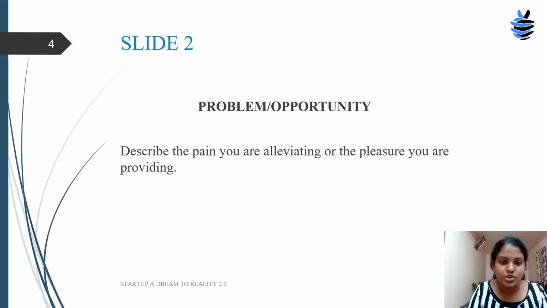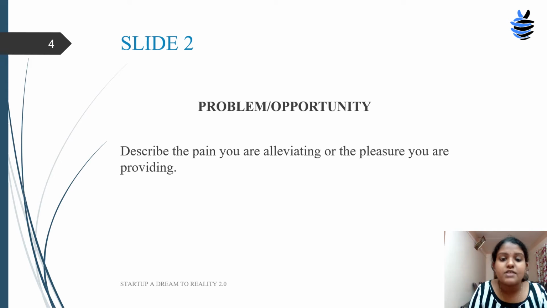Next, slide number 2. Problem or opportunity. Describe the pain you are alleviating or the pleasure you are providing. Every startup or organization has its own pain or the problem they have faced in conducting their business, or the pleasure or service or goods they are offering to the audience or the prospective customers they have in hand.